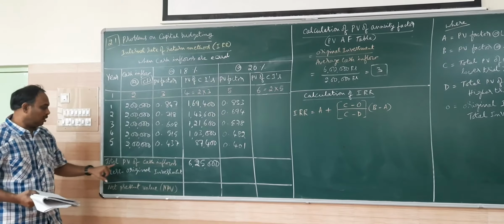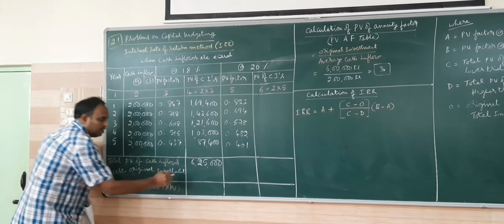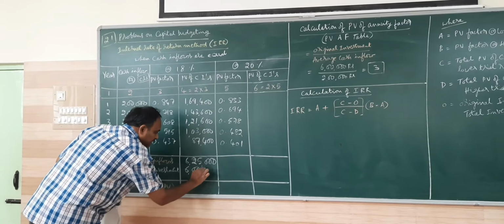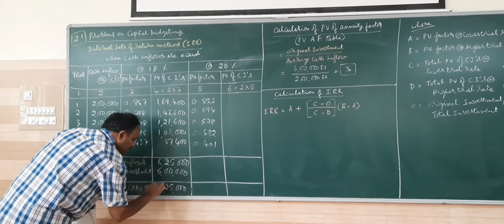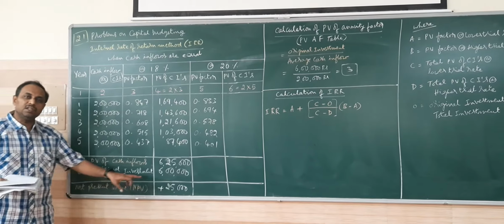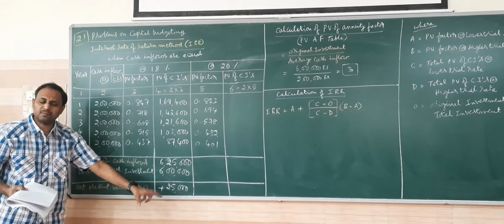So that will be the total PV of cash inflow less virtual investment. Virtual investment is given as 6 lakhs. So NPV is positive here, 25,000. So this says that there is a profit at 18%.